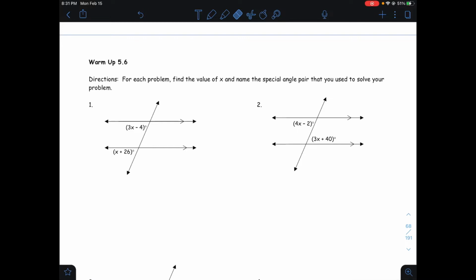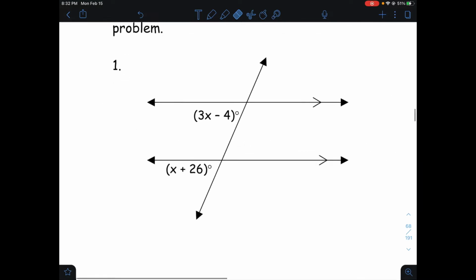So first we're going to get started on the 5.6 warm-up. This kind of reviews what we learned in 5.5, which were the different kinds of angles and their relationships when you have two parallel lines. So let's go ahead and look at number 1.